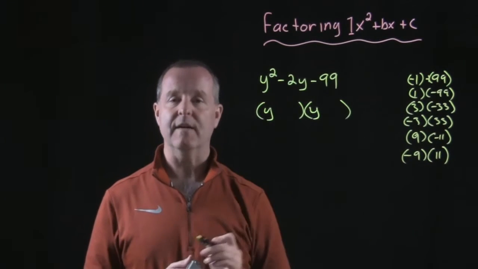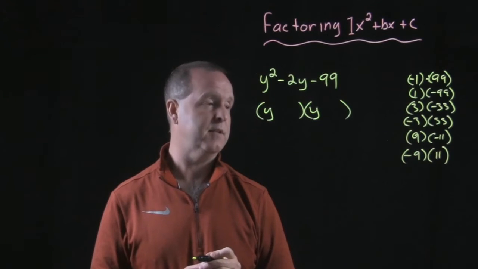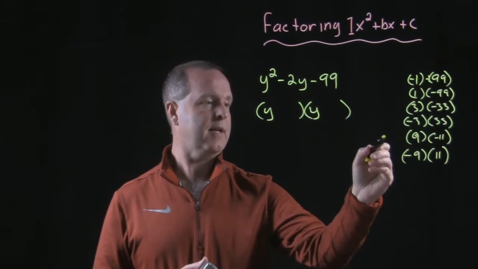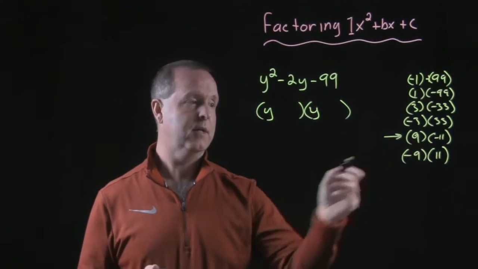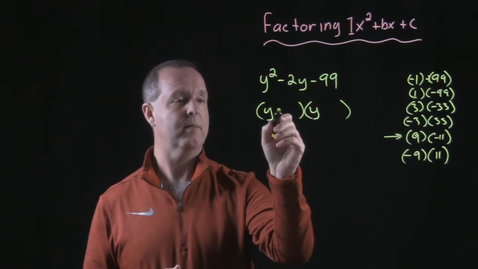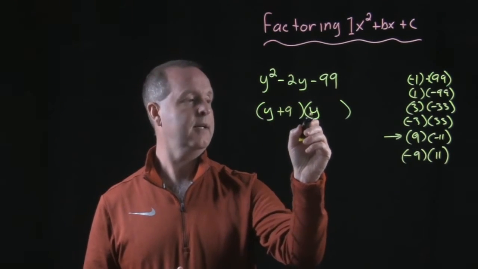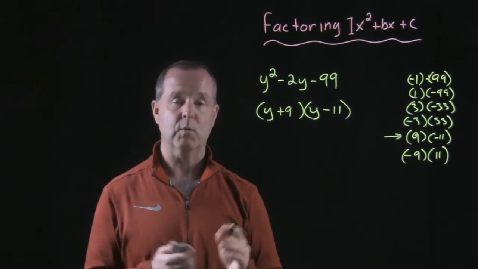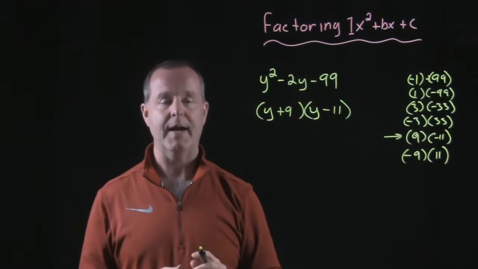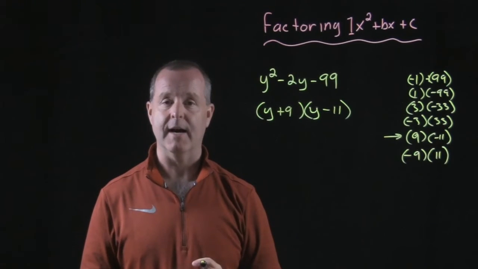So do any of these, if I were to add them up, produce a -2? Looks like this one right there. -11 plus 9 produces a -2. So those are what I'm looking for: a +9 and a -11. And so y plus 9 times y minus 11 produces y squared minus 2y minus 99.